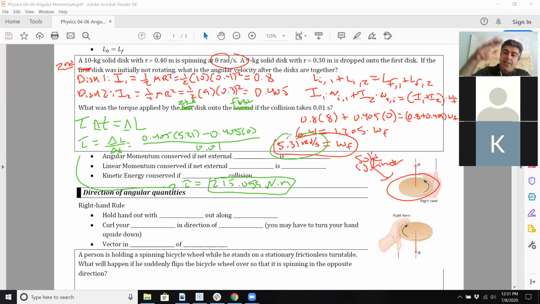So initially, the disc that fell was not rotating. That's why the initial momentum is 0 here. But the momentum it has after it falls and then starts spinning is that. And of course, that collision takes place in 0.01 seconds, pretty fast. So you want to know what torque was applied, and that's the torque that was applied, about 215 newtons times meters.